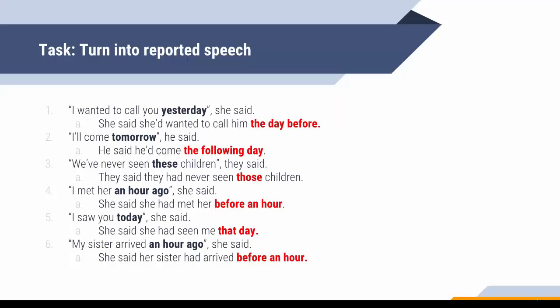I saw you today, she said. She said, past perfect, she had seen me. Today goes into that day. My sister arrived an hour ago. She said her sister, past simple goes to past perfect, had arrived. Ago goes to before, an hour before.